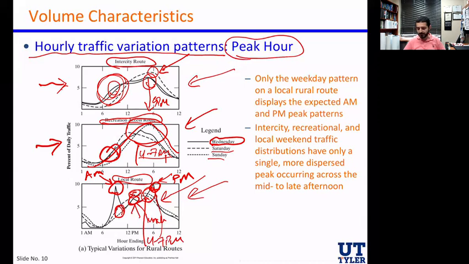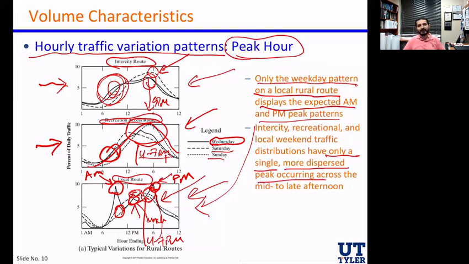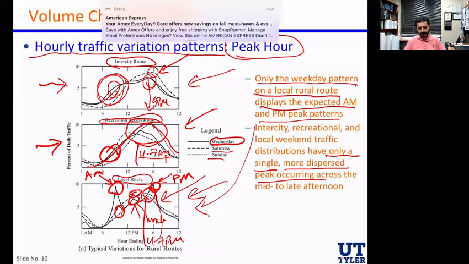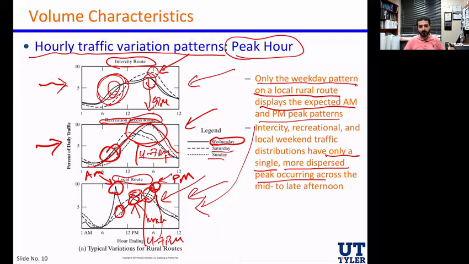And that's what I'm mentioning here. So only the weekday pattern on the local route will display the expected AM and PM peak hours, like what we see here. While the intercity as well as recreational routes will only have one single peak hour, and the rest is more dispersed, because not everyone will leave or reach their destination at the exact same time. So that's the variation across 24 hours.